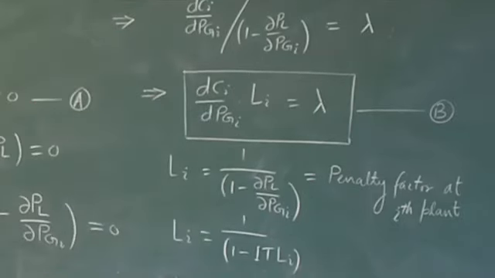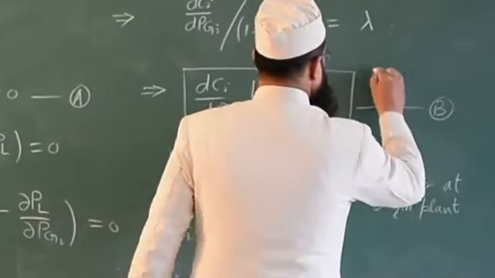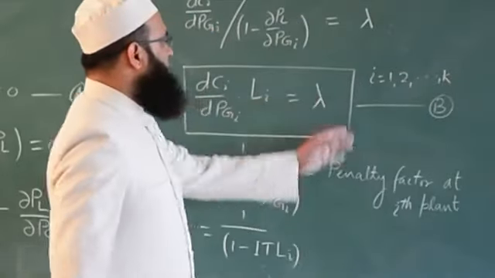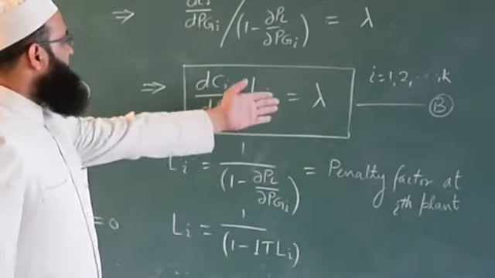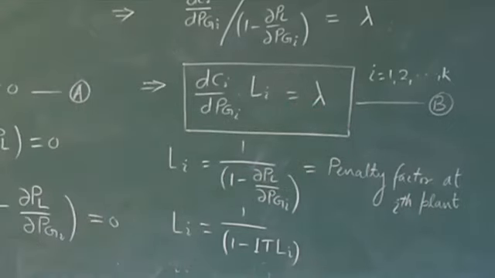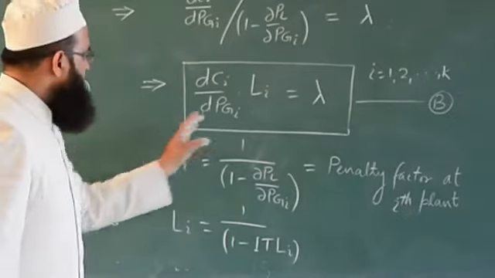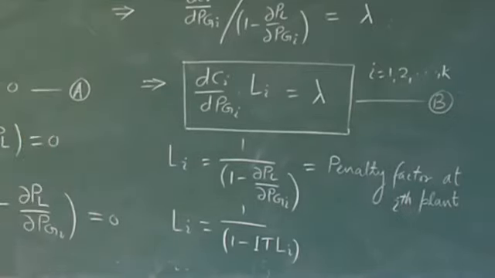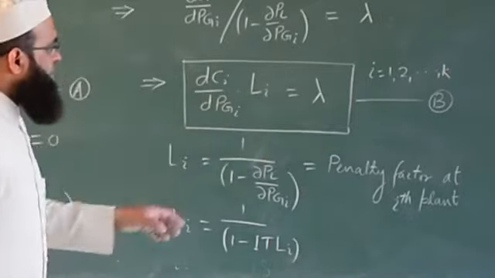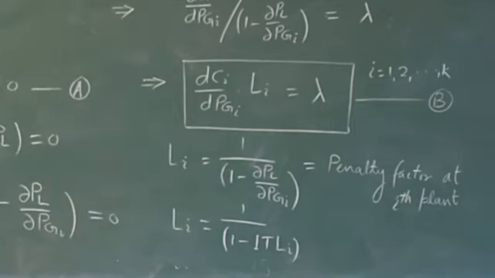So this way, how many equations do we have? Here i is equal to 1, 2 up to k. So corresponding to different values of i, we are having different equations. So how many equations here? K equations. And how many equations here? One equation, the power balance equation. So in total we are having K plus 1 equations. And how many unknowns? PG1, PG2, PGK, K unknowns here, and one additional unknown, lambda. So K plus 1 unknowns and K plus 1 equations are enough to solve the problem, right?